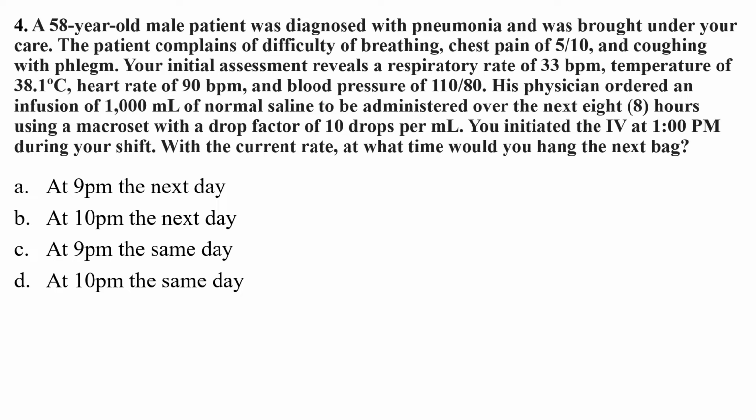Question number 4. A 58 year old male patient was diagnosed with pneumonia and was brought under your care. The patient complains of difficulty in breathing, chest pain of 5 by 10, and cough with phlegm. Your initial assessment reveals a respiratory rate of 33 breaths per minute, temperature of 38.1 degrees Celsius, heart rate of 90 beats per minute, and blood pressure of 110 by 80 millimeters of mercury. The physician ordered an infusion of 1000 ml of normal saline to be administered over the next 8 hours.